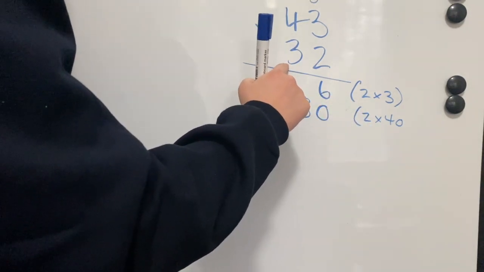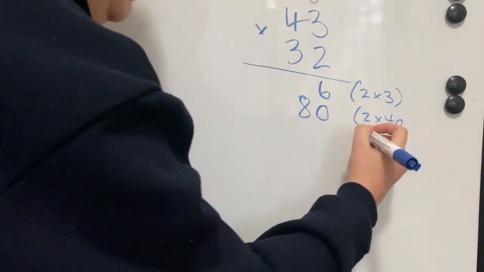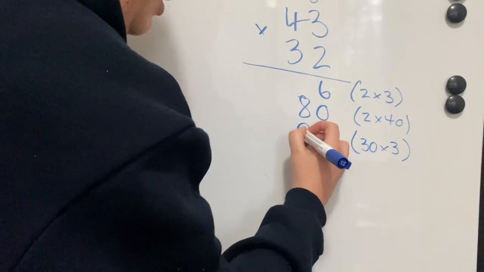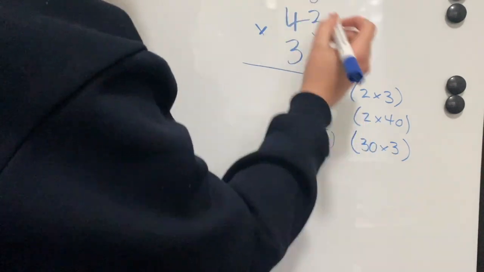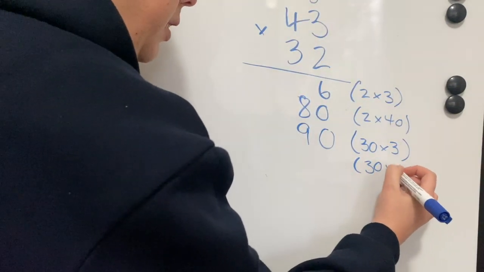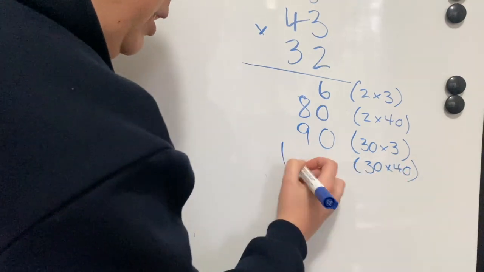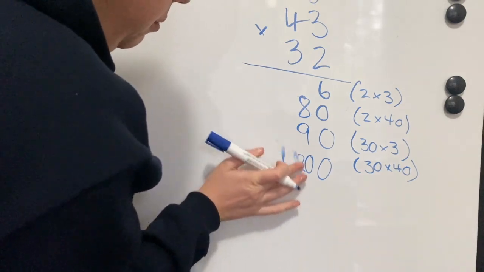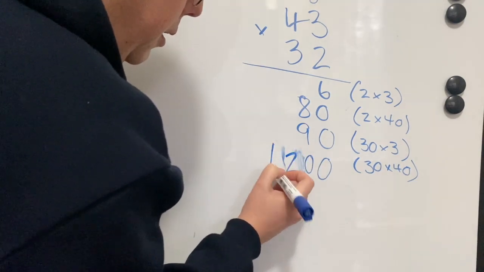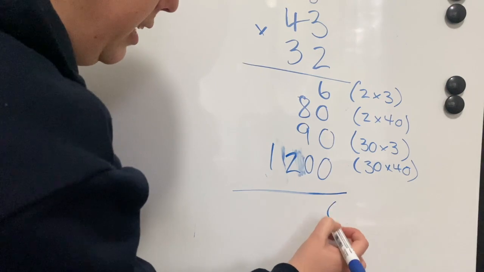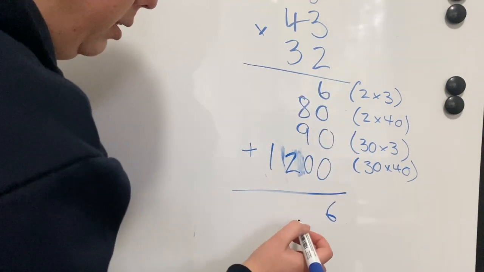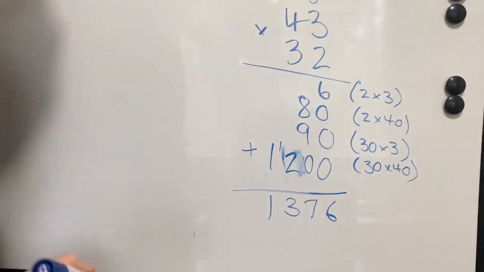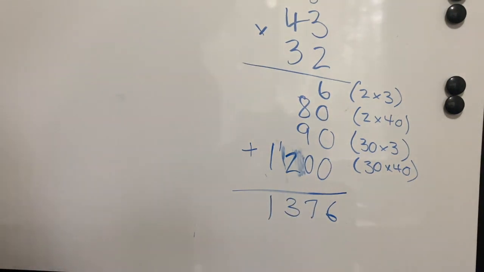Then I'm timesing 30, because it's 3 tens, by 3, which is 90. And then 30 by 40, which is, oh, this is why lining up your place value columns is really important. 1,200. Then same again, you just add them up like we have been doing in the expanded method. Okay, hopefully that's a little bit clearer.